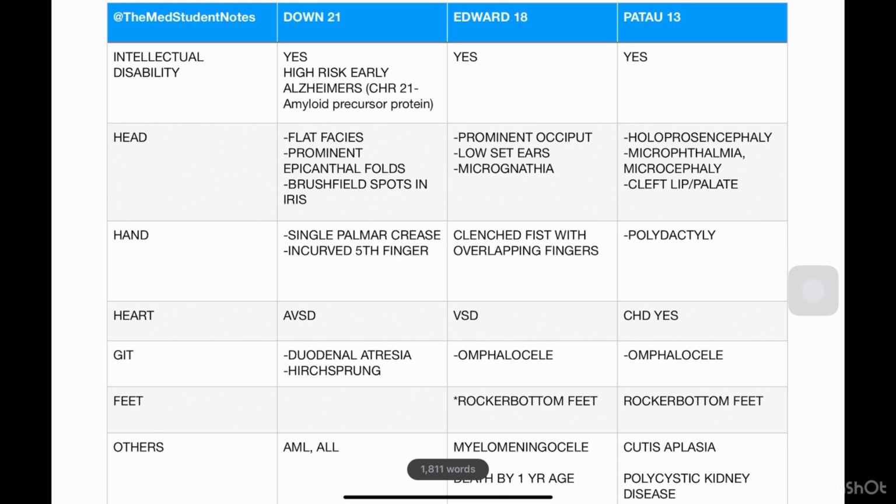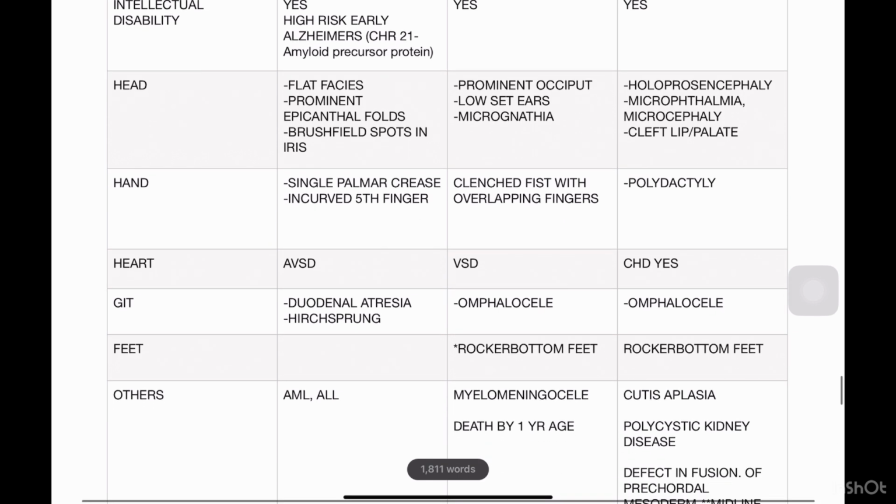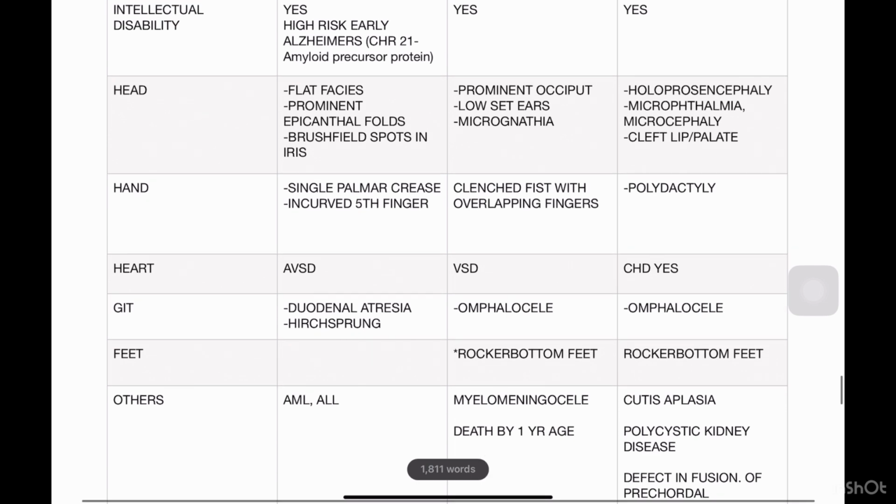In the heart, Down is very, very likely to present with atrial septal defect or ventricular septal defect. Edwards can also present with a ventricular septal defect. In Patau, congenital heart diseases are present, but I didn't come across a specific association. But yes, it can present with different congenital heart diseases. If there's any specific association that you know, please do let me know in the comments below.